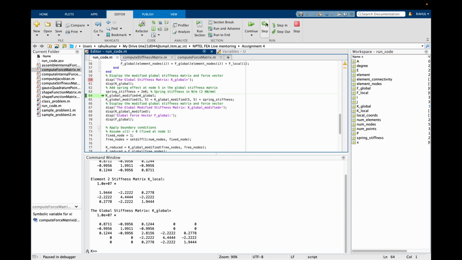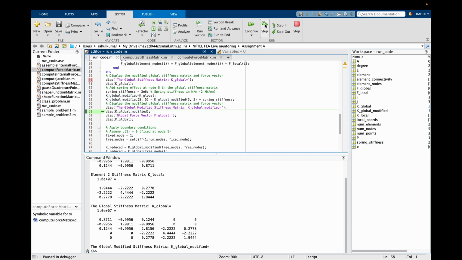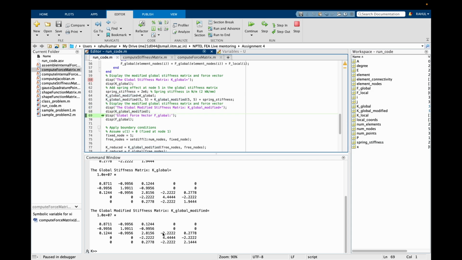Okay, so this will be the global modified matrix. Now it will display. Here you can see that there is some small difference. Here it is 1.944, here it is 2.144, and that is happening because we are adding 2 into 10 raised to the power 6.